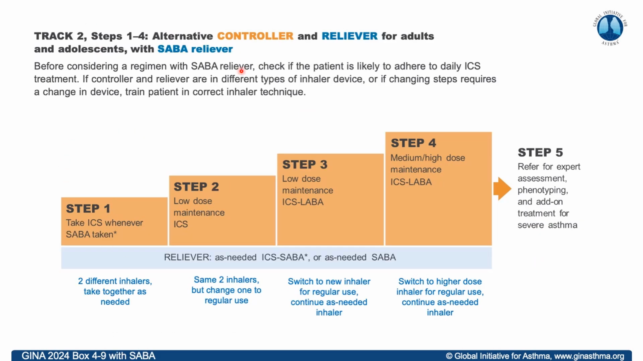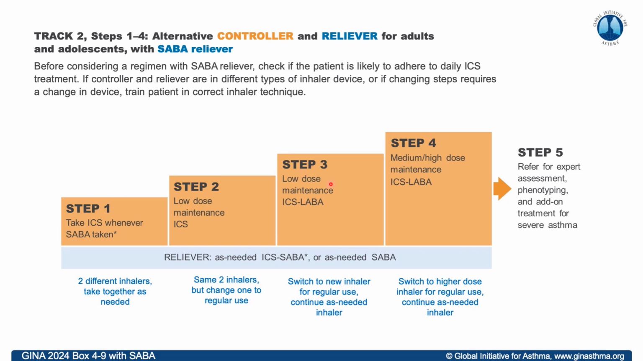This is track 2. So track 2 is ICS: take ICS whenever you take SABA. This is for the case where we don't have formoterol. This is two inhalers taken together as needed. I hope you note. And then low ICS maintenance, and this is maintenance. And then now you use the reliever as ICS-SABA or SABA alone. So two inhalers, but change one to regular use.